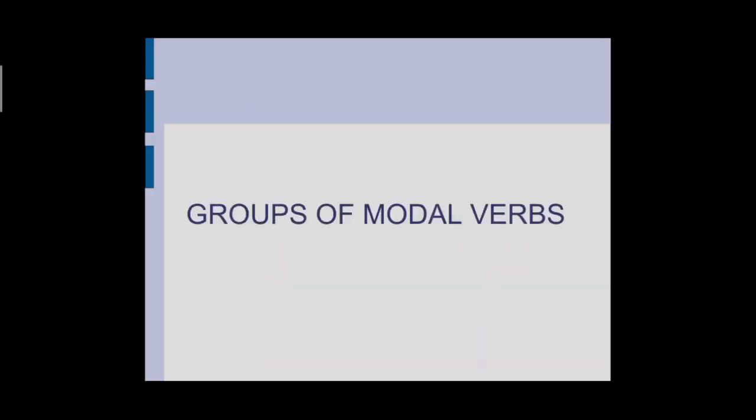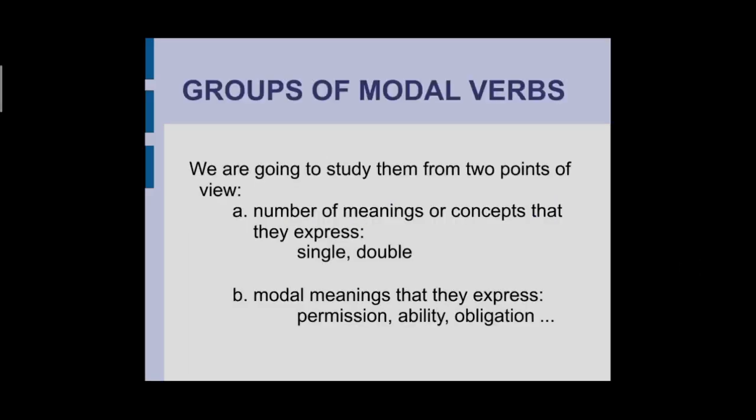Now group of modal verbs. Let's take a look at this. We are going to study them from 2 points of view. A. Number of meanings or concepts that they express, single or double. Modal verbs, there are some of the words which denote more than one meaning. So उसको हम break down करेंगे दो concept में. एक single words जो single meaning देते हैं और दूसरा double जो modal verbs एक से ज़्यादा meaning देते हैं हम उस sentence पे use करते वक्त. We will take care of that with the help of example, don't worry.